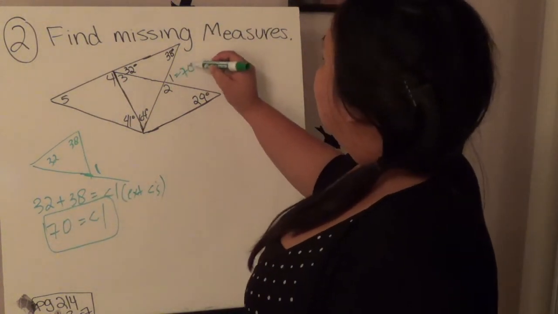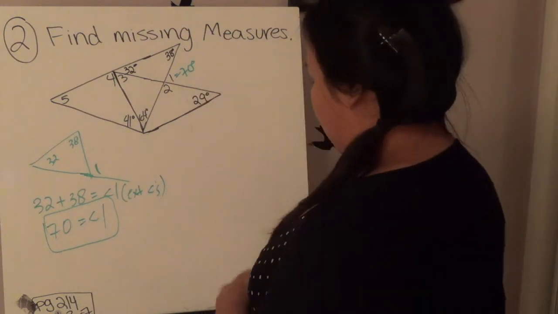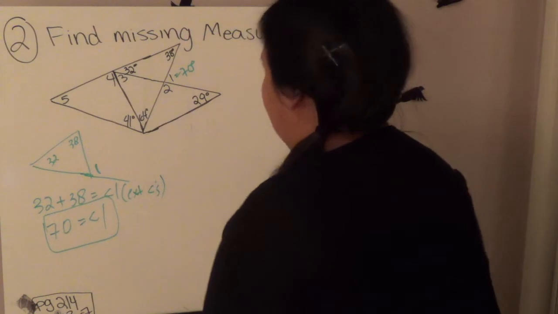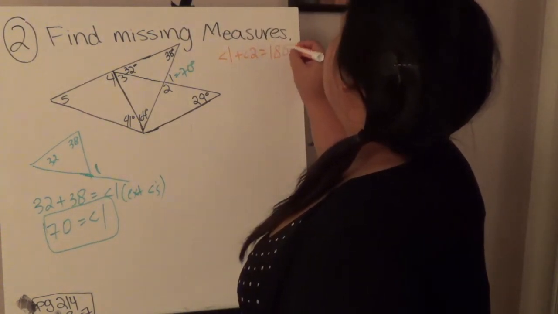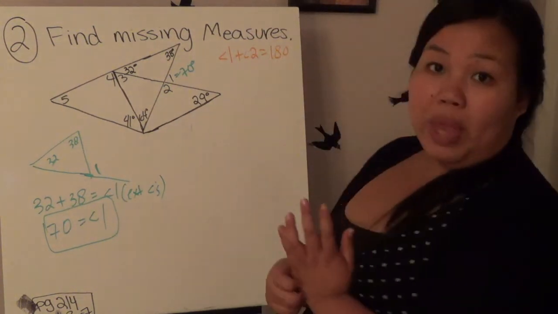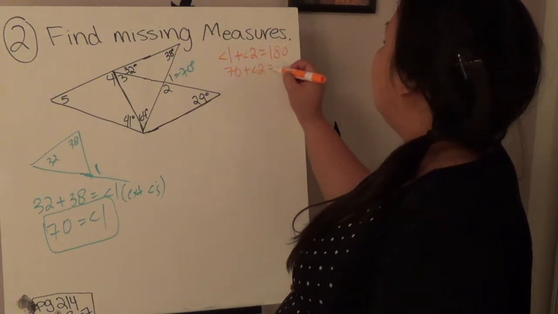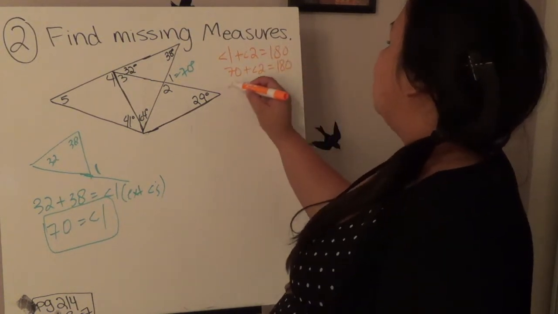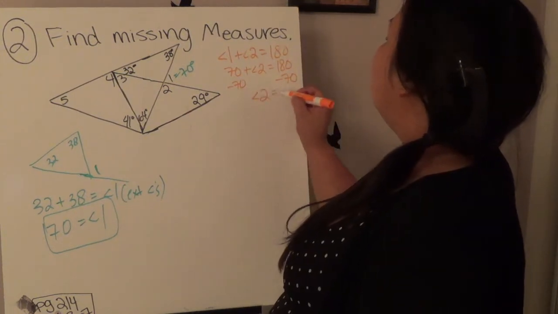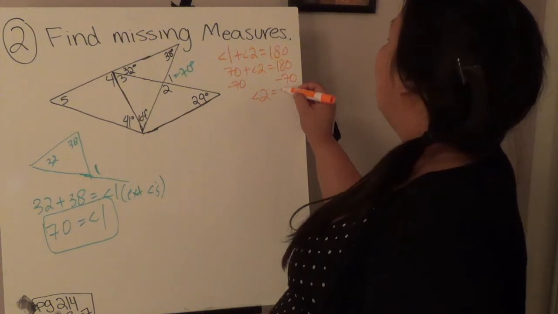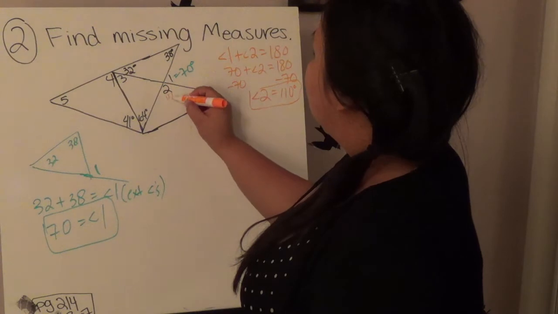That's 70 degrees. Now, because this makes a straight line, we know, let me use another color, angle 1 plus angle 2 equals 180. This is because they're a line. They're a linear pair, right? So I know angle 1 is 70 plus angle 2 is 180. And then what do we do? Subtract 70 from both sides. This gives me angle 2 equals 110. So that's my second one. So this is 110 degrees.